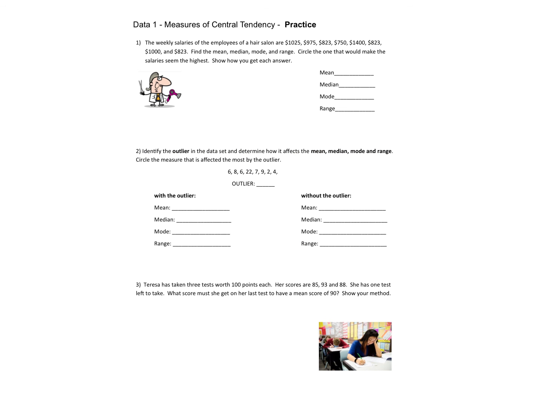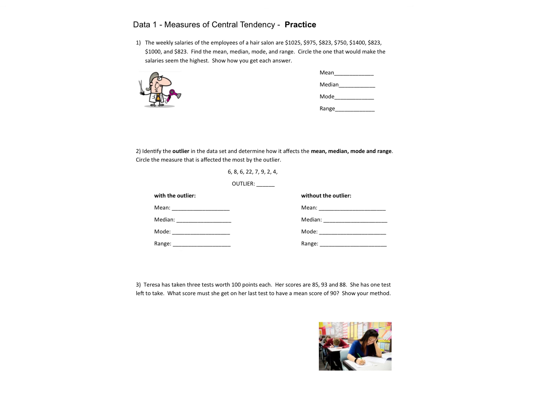All right, so your assignment is this page and the next. It's 4 problems, but obviously some of them have more parts to them. Like number 1, you're finding all 4 of these, mean, median, mode, and range. And then the question says which one of these would make the salary seem the highest. Number 2, you're going to find the outlier. There is an outlier. Then you can calculate all 4 of these with the outlier and then without the outlier. And then circle the one that is affected the most by the outlier.